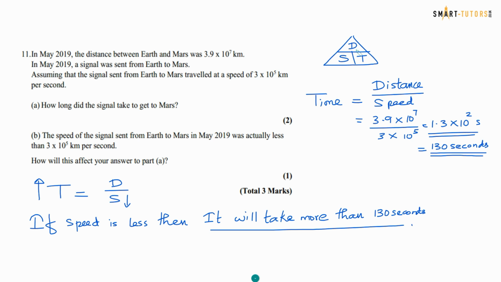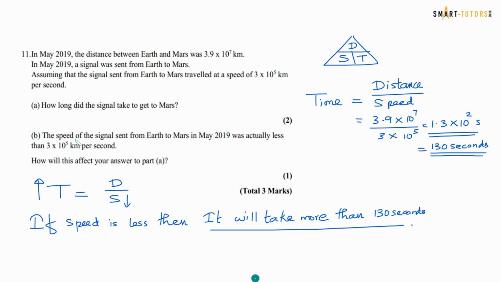So speed equals distance over time, so time equals distance divided by speed. So 3.9 times 10 to the power 7 divided by 3 times 10 to the power 5, which you can calculate using the calculator, is 1.3 times 10 to the power 2 seconds.